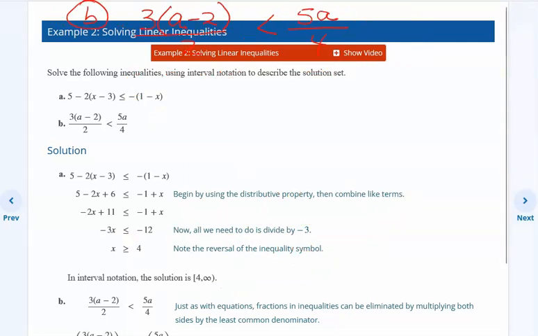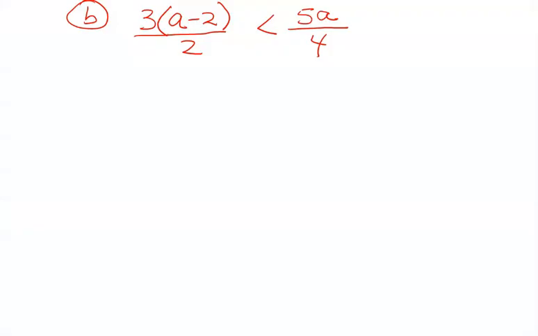All right, I've copied example B. We'll go to the whiteboard. Now, that same technique of getting rid of the fractions is a good idea. So I'm going to put a big set of brackets here. And this is one term because of this division bar, and this is one term. My lowest common denominator is 4.